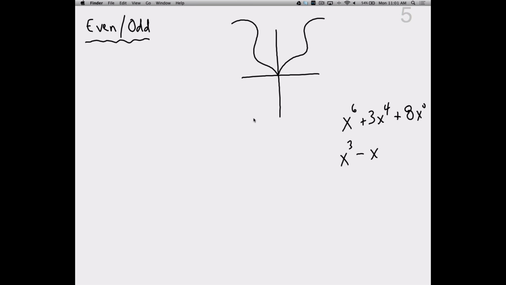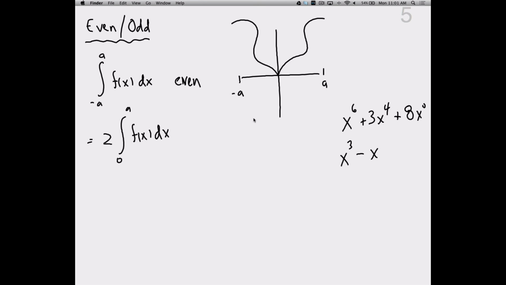So let's suppose I go from negative a to a, and I want to take the integral. One of the tricks you'll learn about even functions is that since it's symmetric about the y-axis, instead of finding the value from negative a to a, we could rewrite it and go from 0 to a and just double it. Okay, this is the harder one actually. Even's easy.